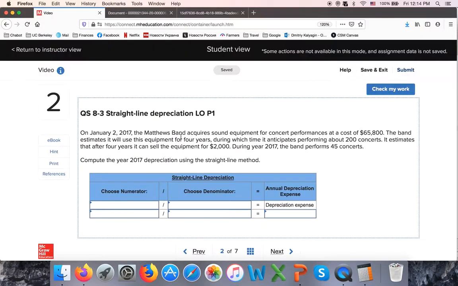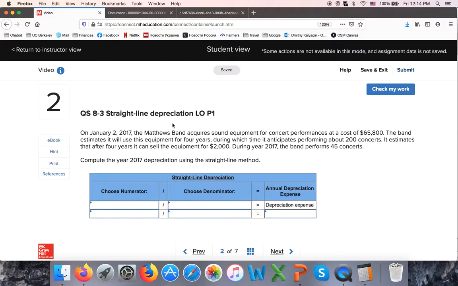Okay, let's take a look at quick studies 8-3 and 8-4. So quick study 8-3, straight line depreciation. On January 2nd, 2017, the Matthews Band acquired sound equipment for its concert performances at a cost of $65,800. The band estimates it will use this equipment for 4 years. They anticipate performing about 200 concerts. It estimates that after 4 years, it can sell this piece of equipment for $2,000, so that's the salvage value amount. And during 2017, the band performs 45 concerts.